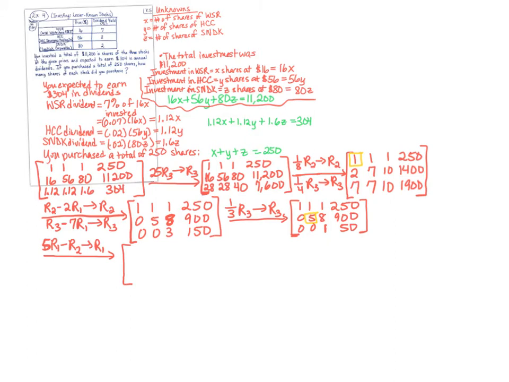What do you get? You're doing 5 times row 1 minus row 2. 5 times 1 minus 0 is what? 5. 5 times 1 minus 5 is? 5 times 1 minus 8 is? -3. 5 times 250 minus 900 is? -650.